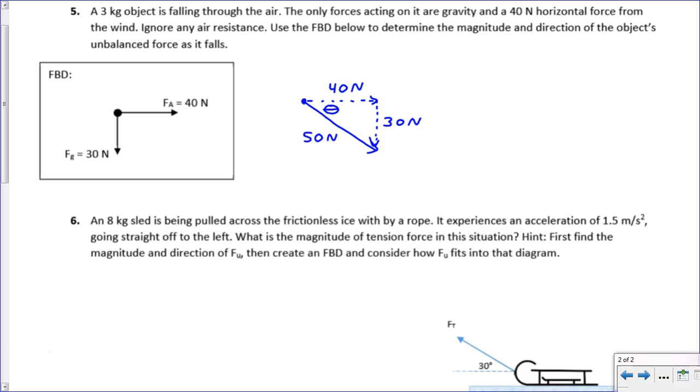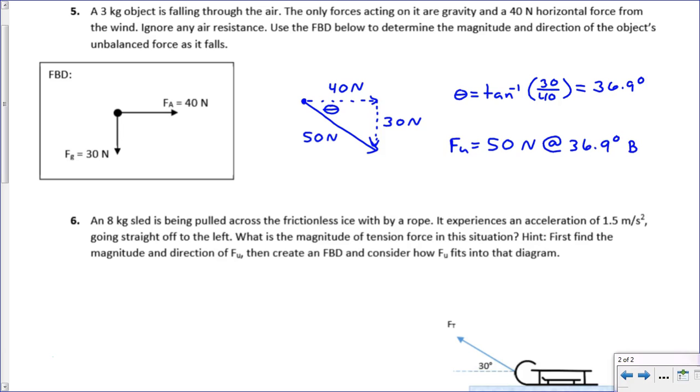To figure out what theta is, we're going to do, in this case, the inverse tangent, I think, makes the most sense because we were given the 30 and the 40. So tangent inverse of opposite over adjacent, so 30 over 40. And what you get there is 36.9 degrees. All right, and so what we know is that FU, in this case, equals 50 newtons at 36.9 degrees below the horizontal.